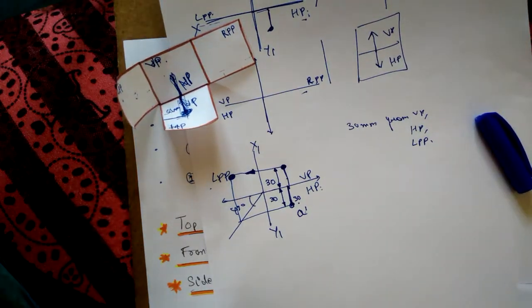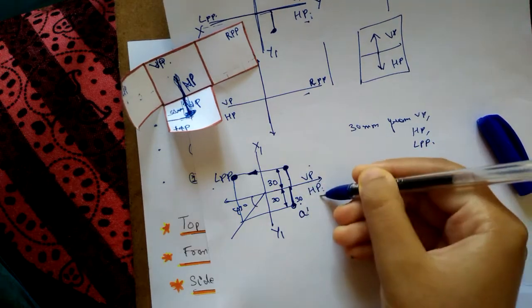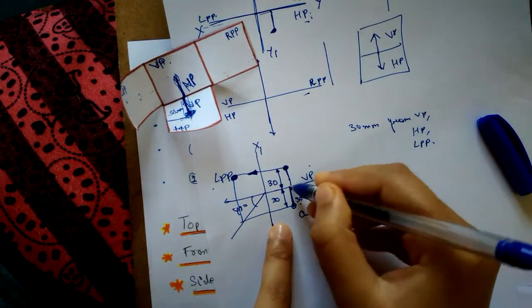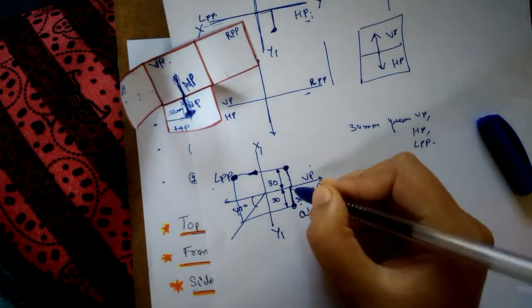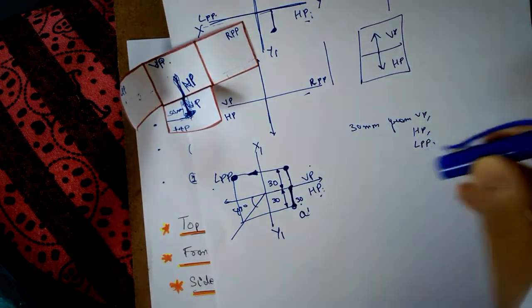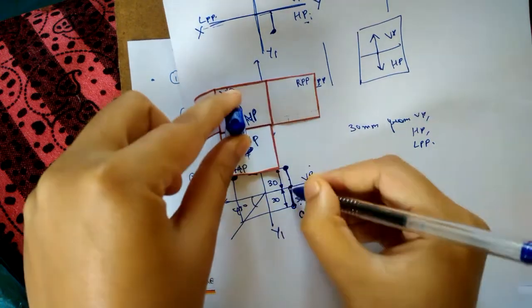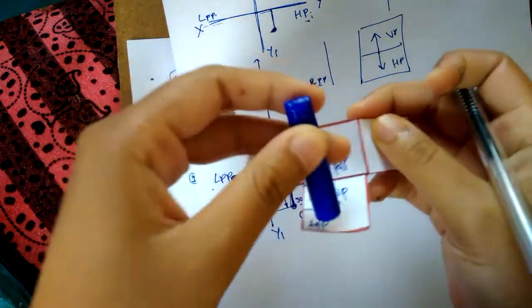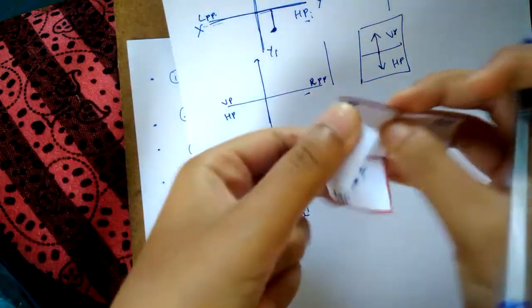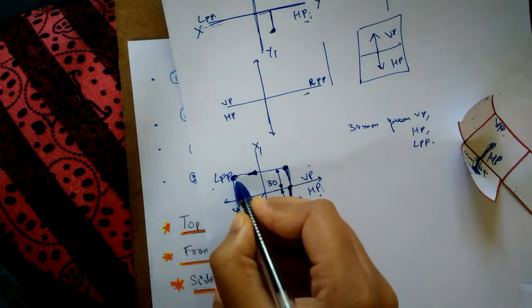So all the distances on HP are marked on VP and all the distances on VP are marked on HP. It was 30 millimeter in front of VP. The point was there, 30 millimeter. This distance is marked. Then it was 30 millimeter above the ground, so that imaginary line was marked this way. And it was 30 in LPP.